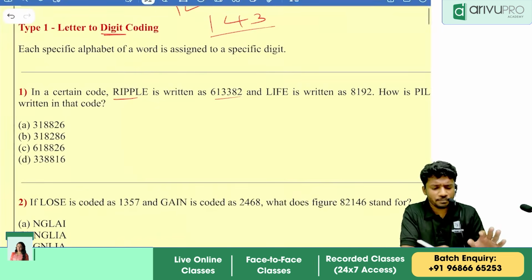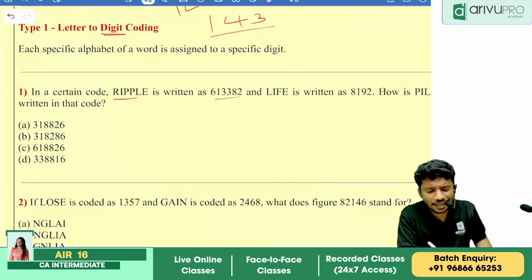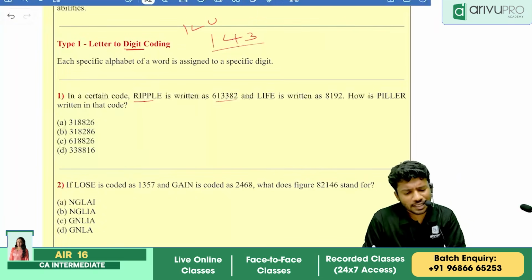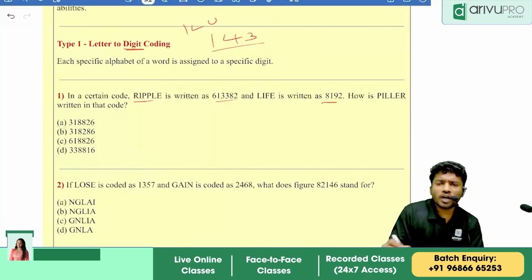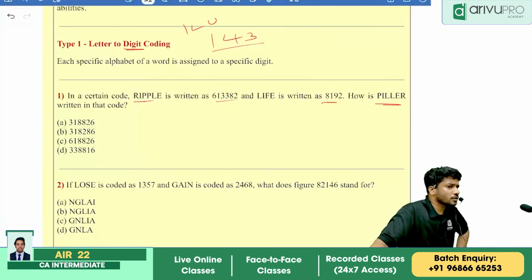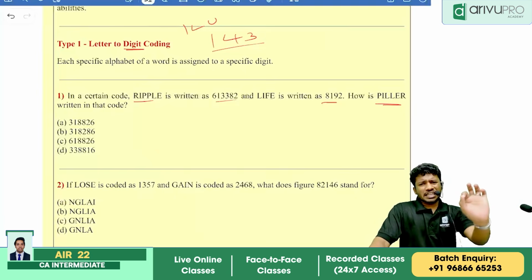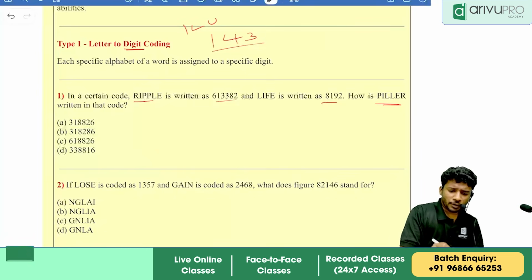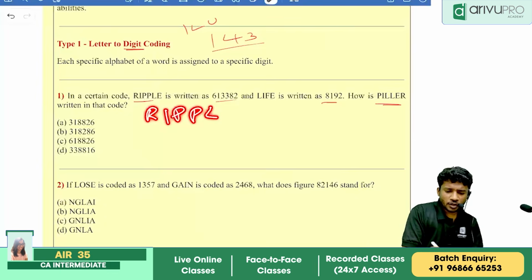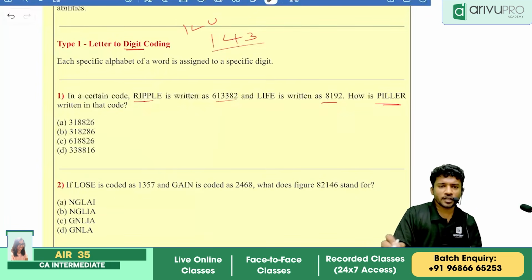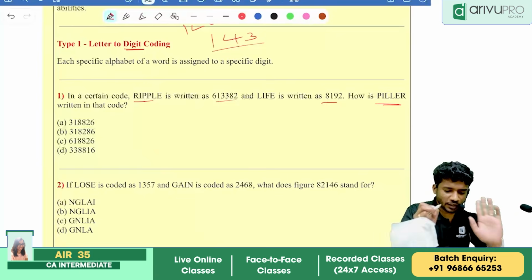Ripple is coded as 613382. Then life is written as 8192. Then pillar is written as what? Is the question. Okay, people, if you are in the first class, we will be learning like this: I will write ripple, then I will write the code, then life I will write, then I will write the code. But you are not in the first class, you are in the last class.